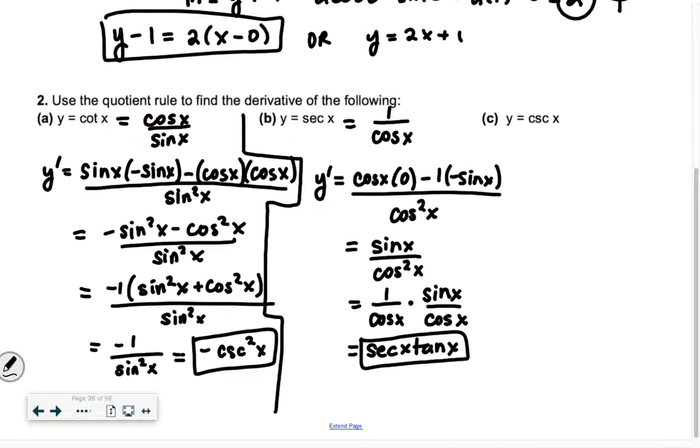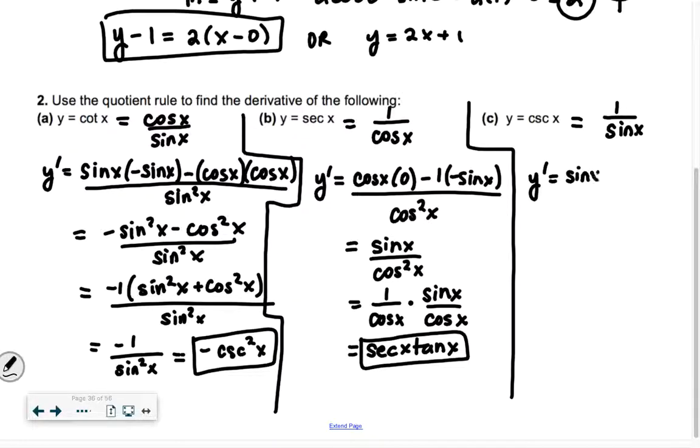All right, so same idea for cosecant. So cosecant is 1 over sine. So we follow the same process. So we do y prime equals, and we do our low d high minus high d low. So low is sine of x, d high is 0, minus high, d low, derivative of sine is cosine, all over the square of what's below, so all over sine squared x. So now we get negative cosine of x over sine squared x.